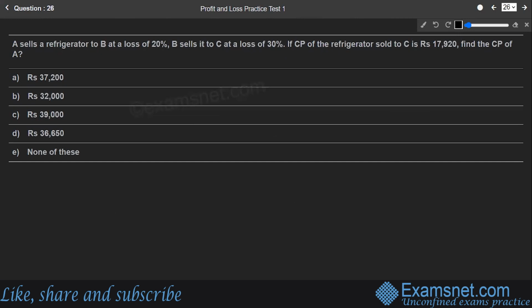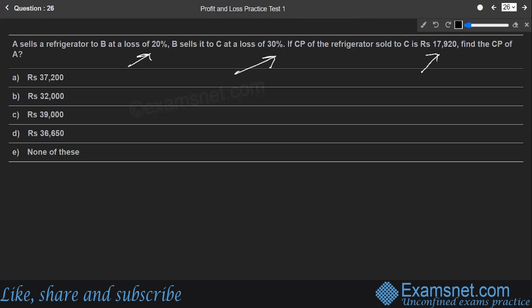Next, A sells a refrigerator to B at a loss of 20%. B sells it to C at a loss of 30%. If the CP of the refrigerator sold to C is 17,920, find the CP of A. Okay, so this has been done between 3 parties, A, B, and C.